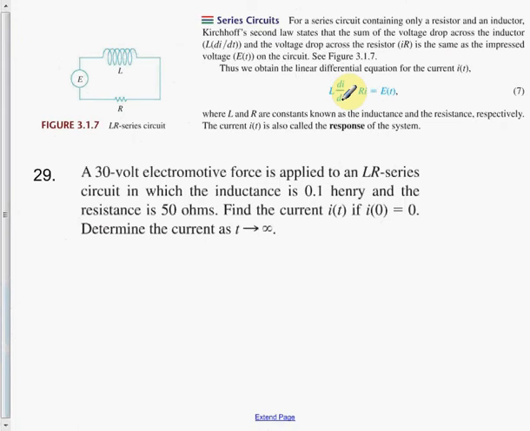So L is the inductance, and for number 29, that's given by 0.1 Henry. R is the resistance given by 50 ohms, and the voltage is 30 volts. So we just plug in those three terms, we have a first order linear differential equation which we can solve. So here, this is 0.1 di over dt plus 50 times i is equal to 30.